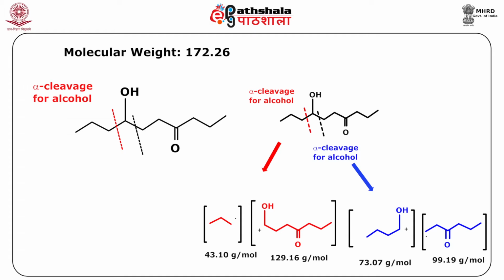Now the blue lines and the red line, students, show you both the alpha bonds and both the fragmentation patterns, whether you cleave the bond in that direction, that is next to the hydroxyl group on the left hand side, or next to the hydroxyl group on the right hand side, how cleavage takes place and what are the fragments that you can obtain from the same.